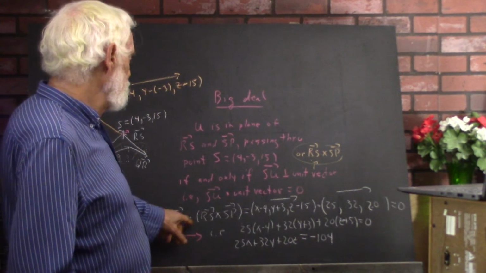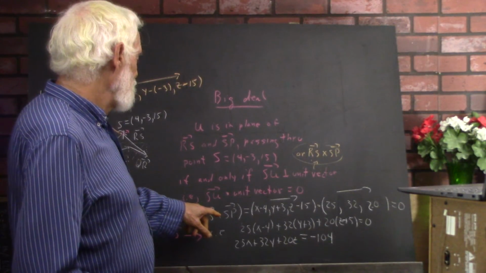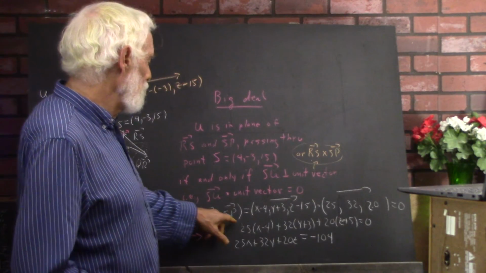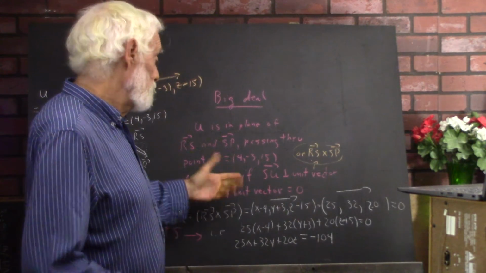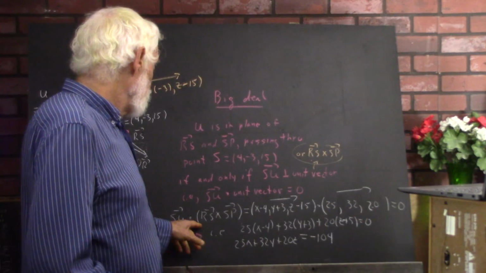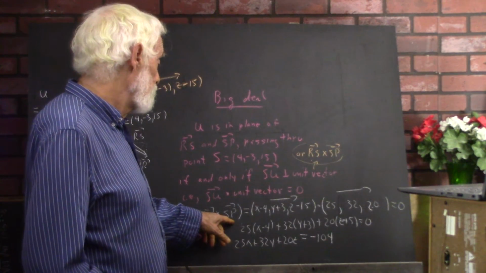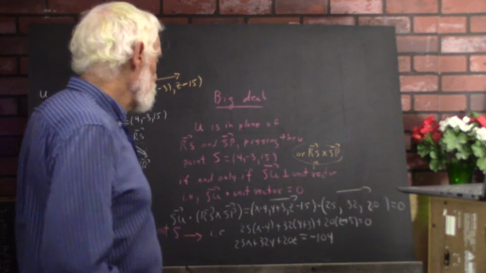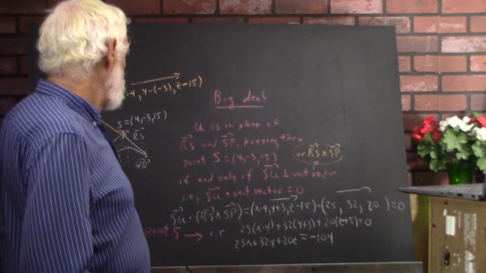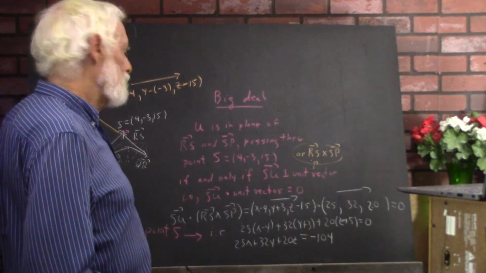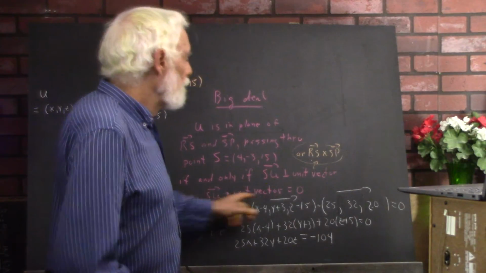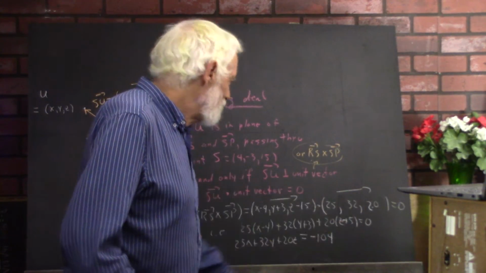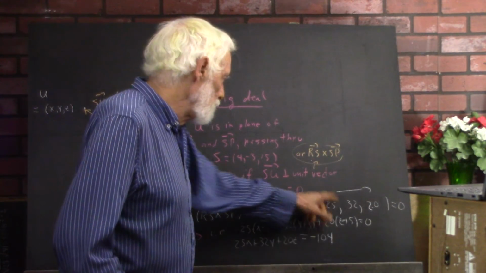So that SU, now I didn't do SU dotted with the unit vector. I went ahead and did SU dotted with RS cross SP because I wanted to use those numbers. Okay, SU dot RS cross SP. There's our SU vector. There's our SP vector. There's our SU vector. There's our RS cross SP vector. And I could have used the unit vector here.